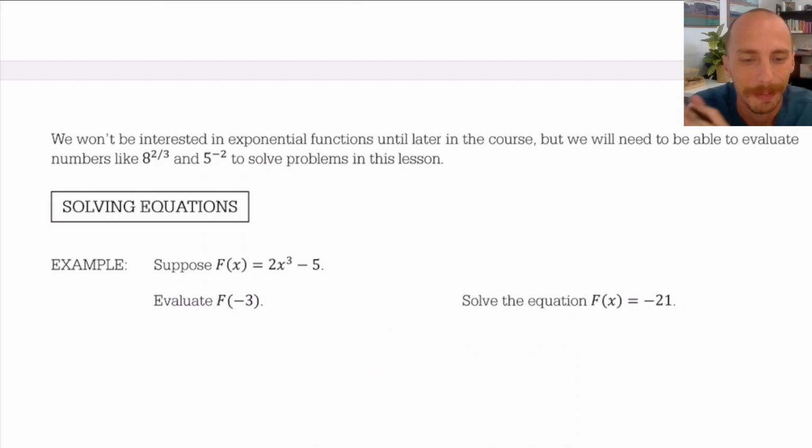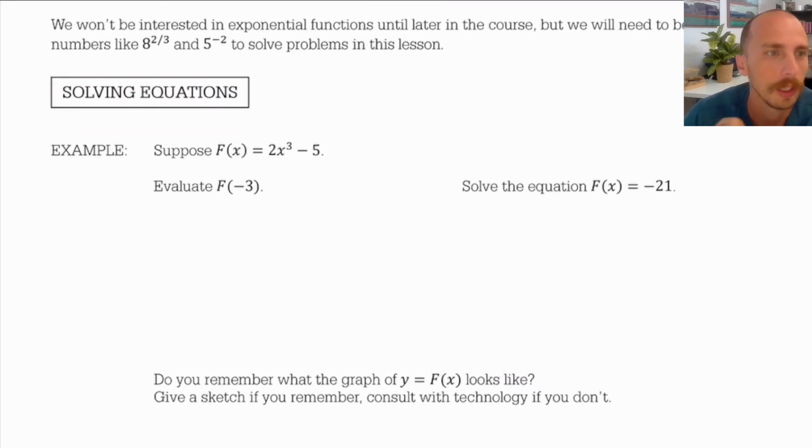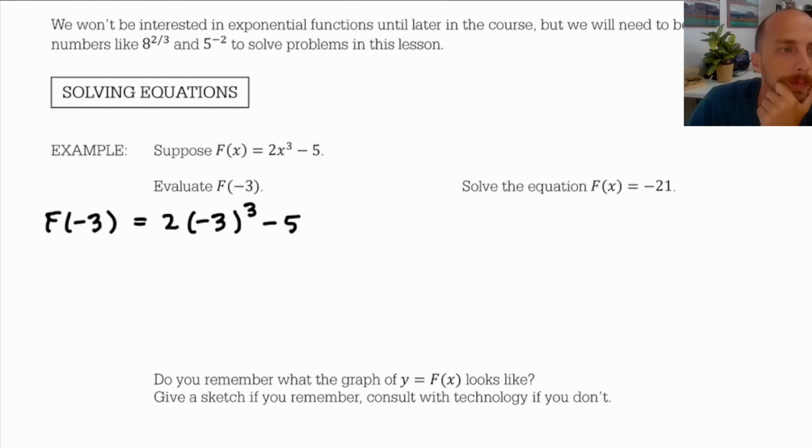I forgot I had put this disclaimer in just on the next page. We won't be interested in exponential functions until later in the course, but we will need to evaluate expressions like 8 to the 2/3 and 5 to the negative 2, at least to solve problems in this lesson, but overall in this unit and in this course. So if we've got capital F of x equals 2x to the 3 minus 5, and we're asked to evaluate f of negative 3, just like before, we're going to plug in negative 3 wherever we see x. So we'll be taking 2 times negative 3 to the 3rd power minus 5.